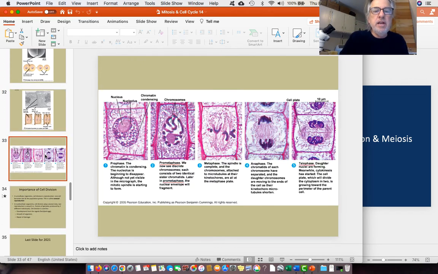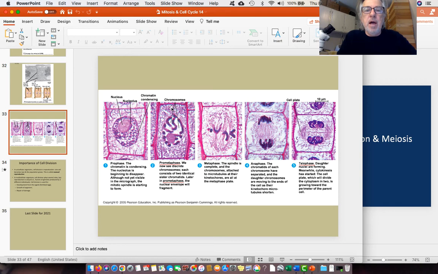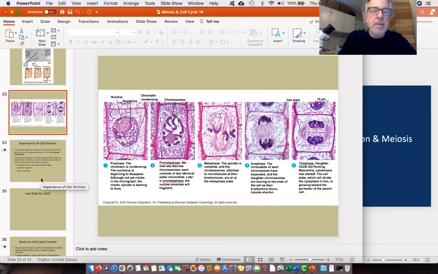You have all seen the stages of mitosis in a plant cell, and so you should be able to recognize them as well. And here's a slide by which you can practice your recognition. Okay, now that's it for mitosis. Let's go on and look at meiosis.